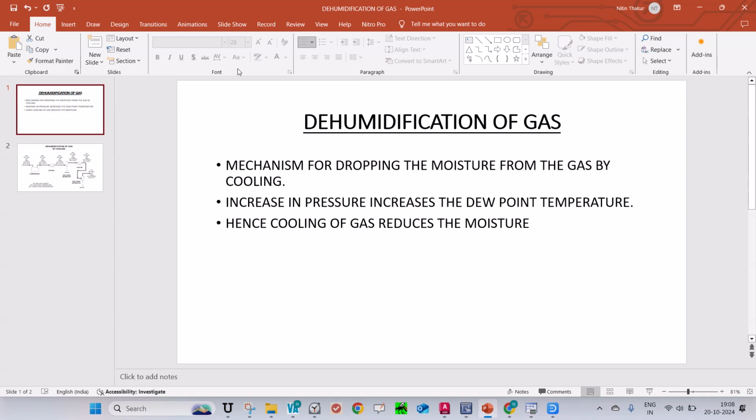We'll also look at how we can do more of a refrigerant cooling and further drop the moisture and do the water removal. So, what are the applications for this dehumidification of gas? Why do we want to do the dehumidification?